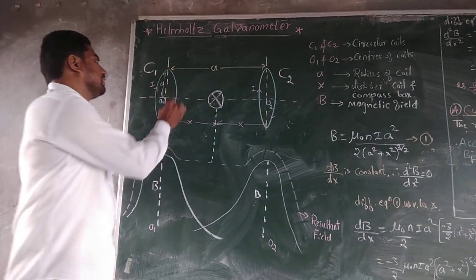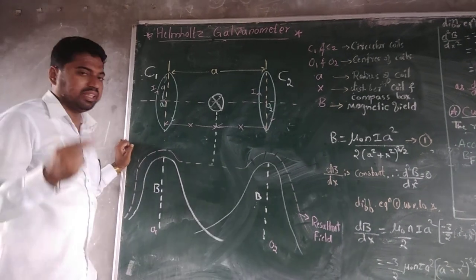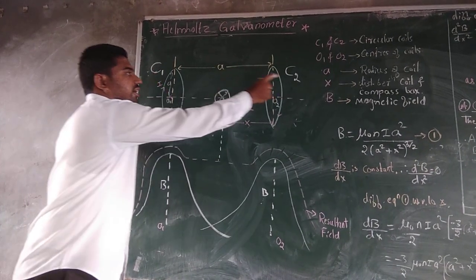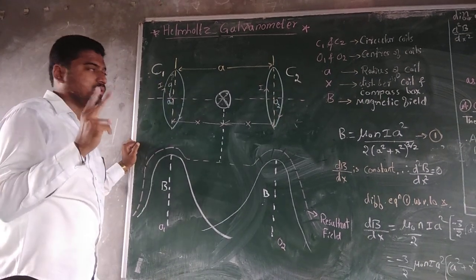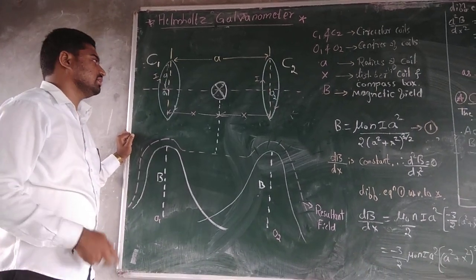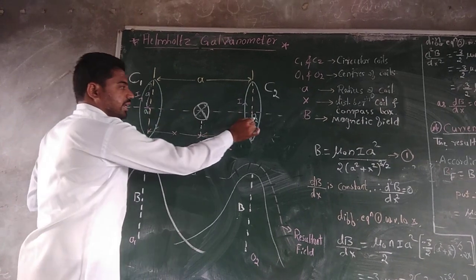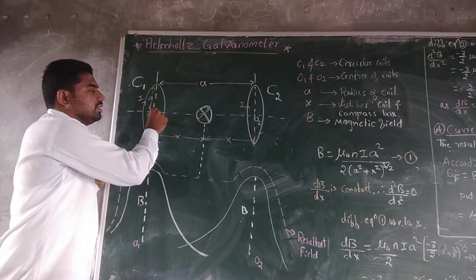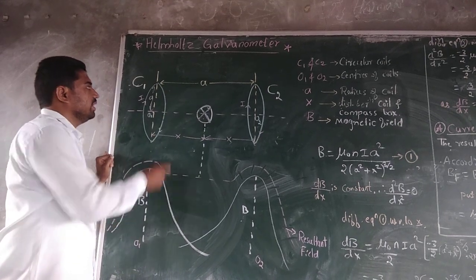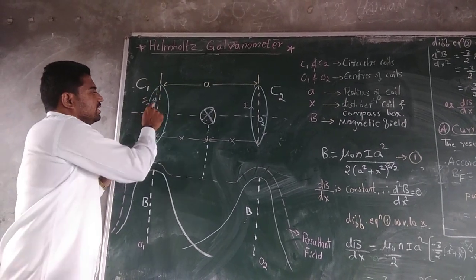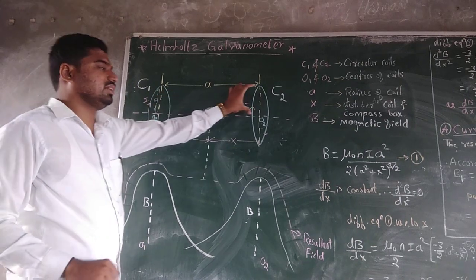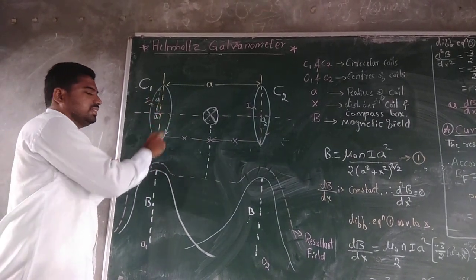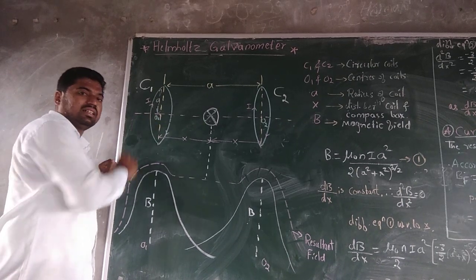See here, the Helmholtz galvanometer consists of two circular coils, C1 and C2. O1 and O2 are the centers of each coil. Small a is the radius of the circular coils, and I is the current passing through those circular coils.